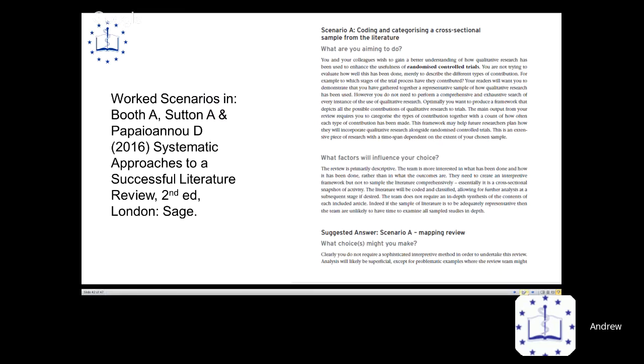If you want to practice your ability at deciding on the different types of review, in the second edition of our book, we've got some teaching materials where we describe a review, say the factors that you should think about, and then provide a suggested answer. There are 7 scenarios there for you to practice your choice of reviews on.